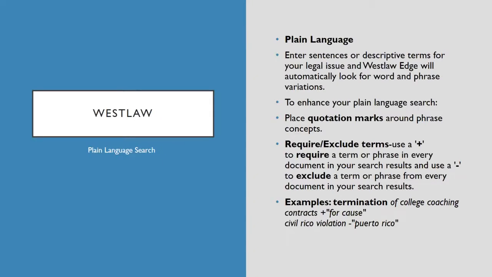Then we have Westlaw, which has plain language search. That's what they call it, but it's really natural language. And so what you can do is put quotation marks, you can exclude terms, you can use the plus sign. All of this will bring you what you need with additional information.